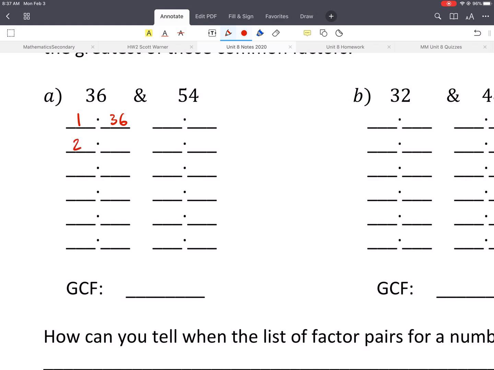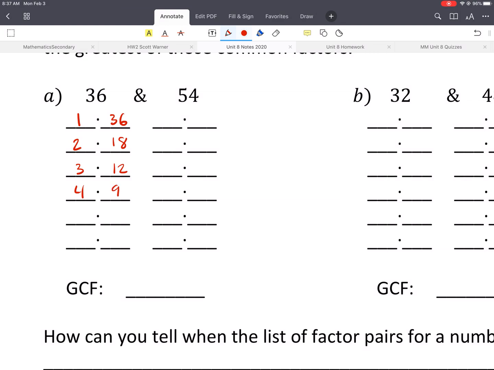Can 2 go into 36? And you can just use your calculator if you need to. You could just do 36 divided by 2, and that would end up giving you 18. All right, and then you could try 3. Does 3 go into 36? Well, 36 divided by 3 gives you 12. And then you can just keep going. What about 4? Does 4 go into 36? Yes, it goes in 9 times.